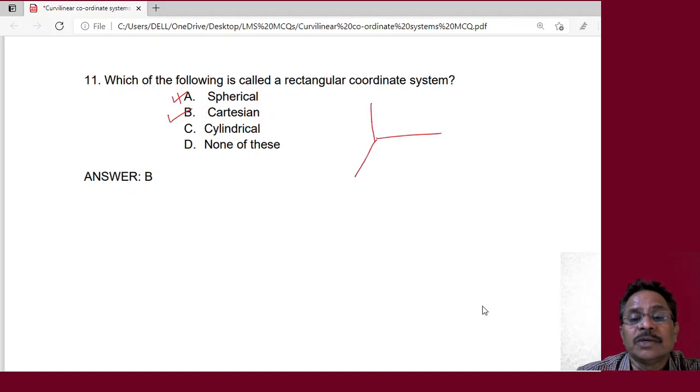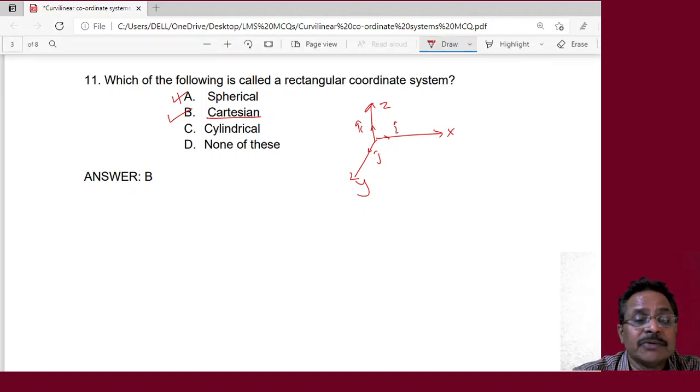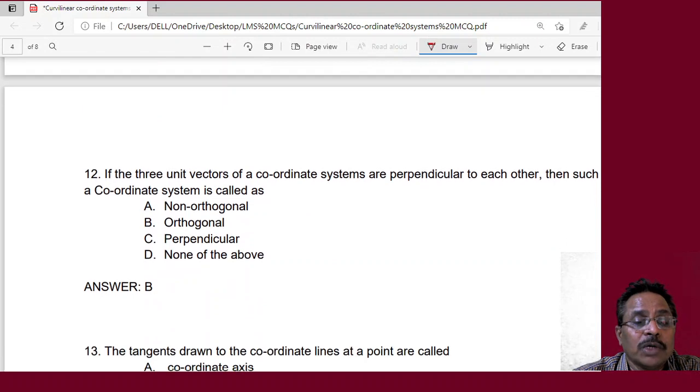We know that this is the x, this is the y and this is the z axis. All these three axes are perpendicular to each other. Their unit vectors are also perpendicular to each other, that is small i cap, small j cap, small k cap. These three unit vectors are mutually perpendicular. Such a system is called a rectangular coordinate system, and therefore the Cartesian coordinate system is also called a rectangular coordinate system. That is a very easy question, we should not spend more time on this.